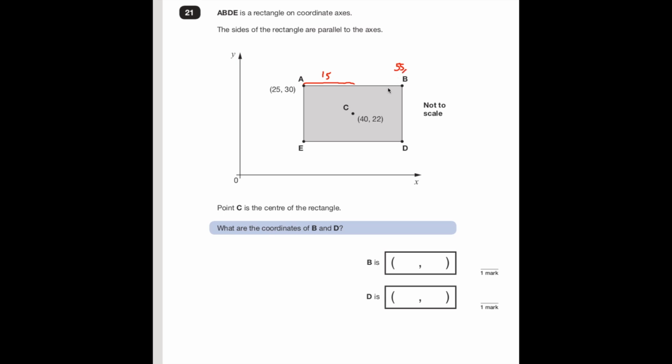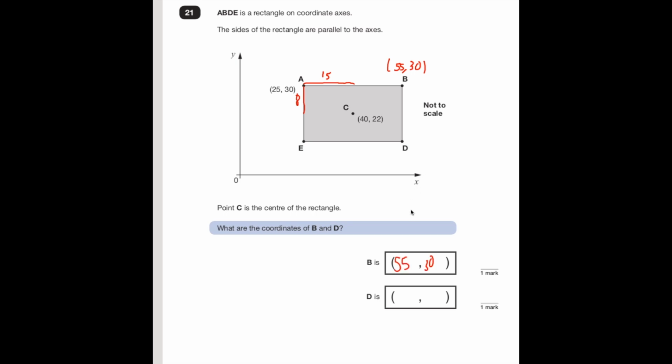Now, in order to find the y point of B, we need to do the other way around. We have the height of A, which is 30, and we have the height of C, which is 22. So it's gone down 8 points. And because again this is the halfway point, we know that it's another 8 to come down here, and it's 8 to come up from this point here. 22 plus 8 makes 30. So the coordinates for B are 55 and 30.